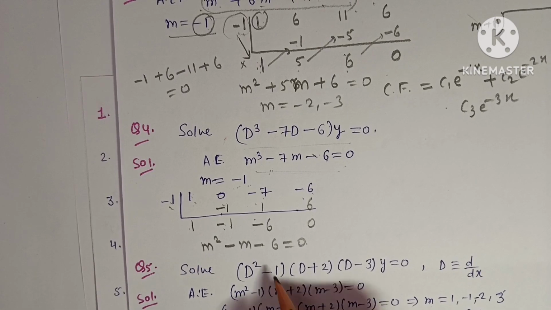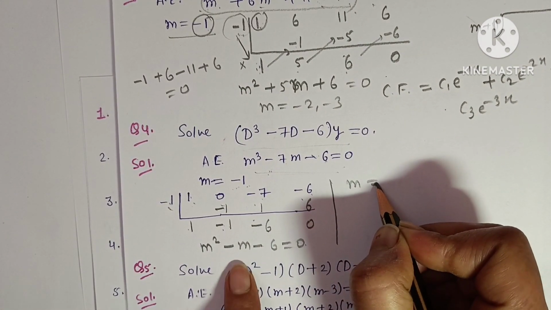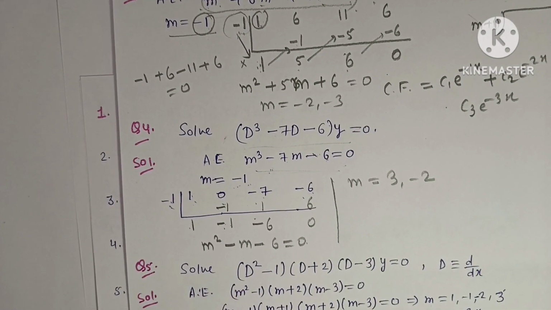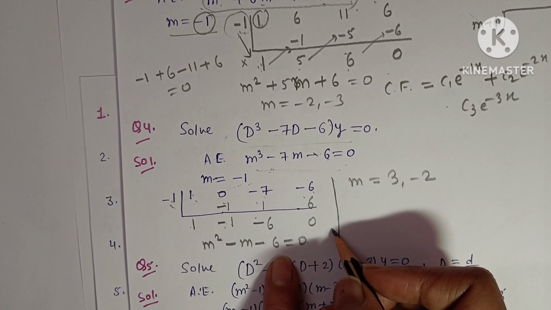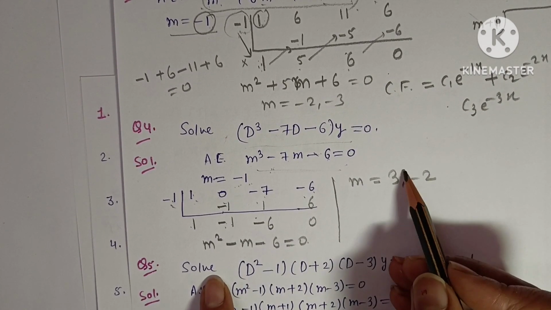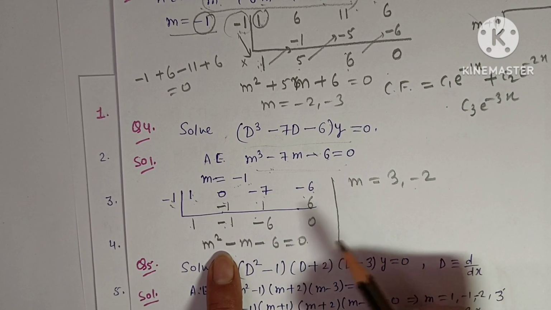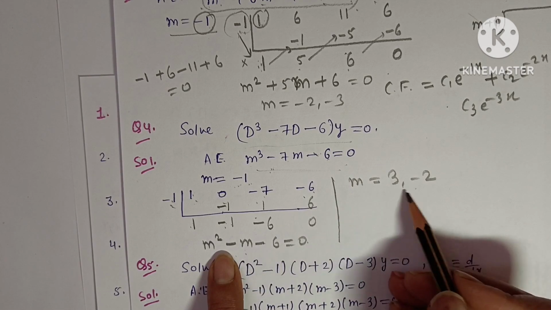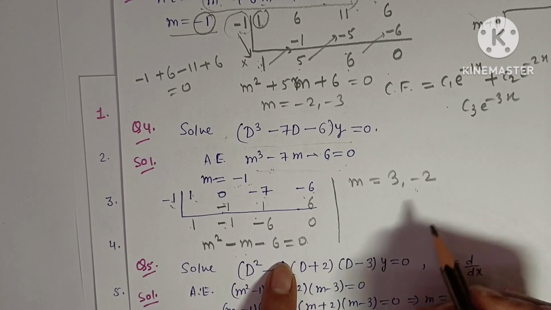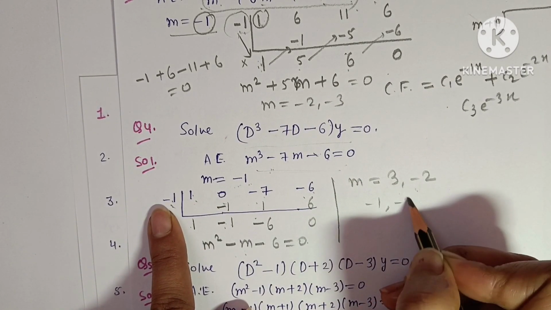Okay, now you can solve this equation and you will get m such that the sum of roots is 1, so you will get 3 and minus 2. Yes, the sum of roots should be 1, and here it is 1. You can also check from the equation, because minus b upon a is the sum of roots, and minus b upon a will be 1. So 3 and minus 2. And the product should be minus 6, so the product is minus 6. So the roots are minus 1, minus 2 and 3.